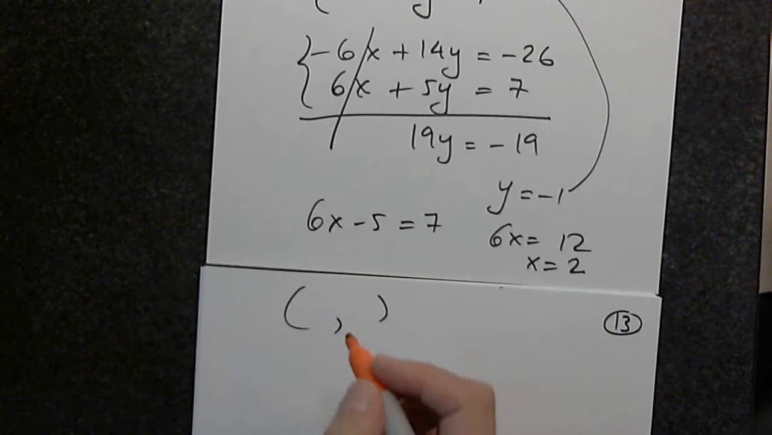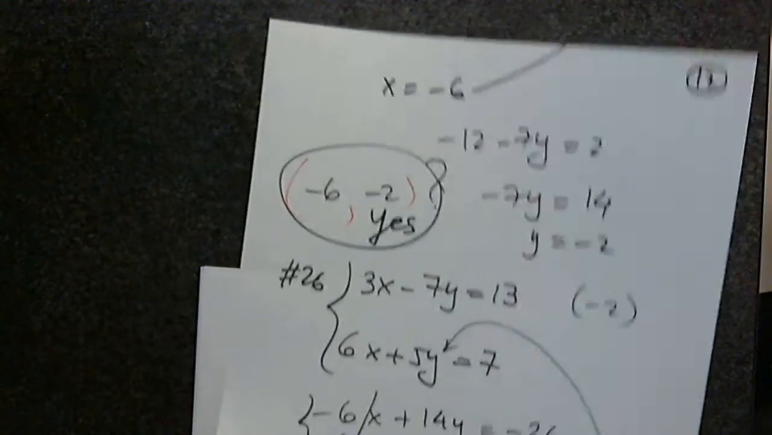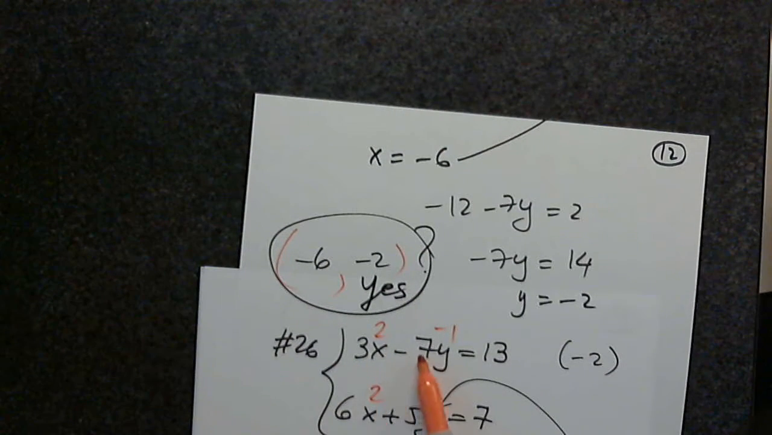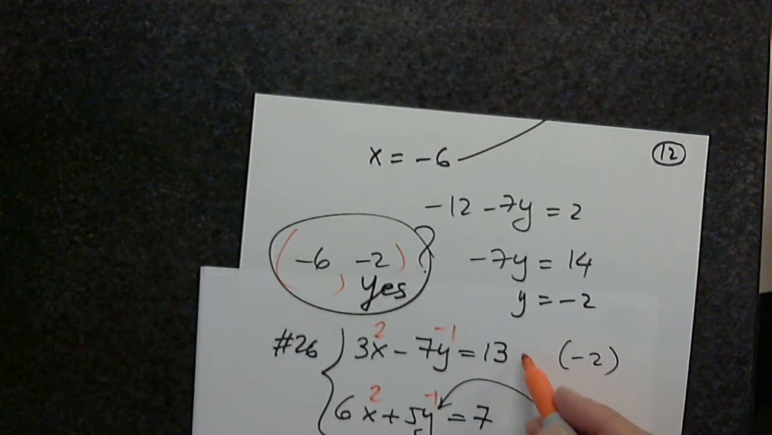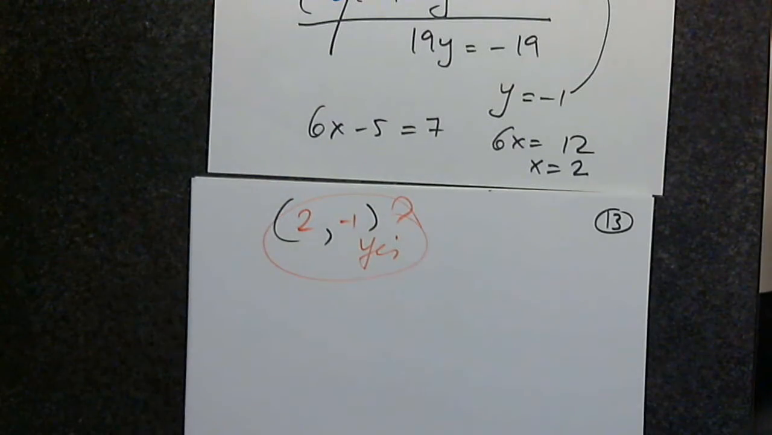We expect, comma, negative 1. I don't know. If I don't check, I can't guarantee. So 2, negative 1. 2, negative 1, 2, negative. So this is 6, and this is positive 7. Yes. And this is 12, and this is minus 5, 7. Yes. Only now it's guaranteed. It works in both equations. It must be it.